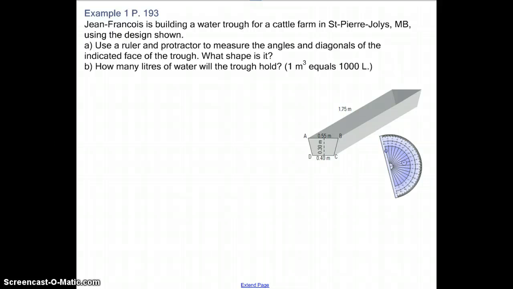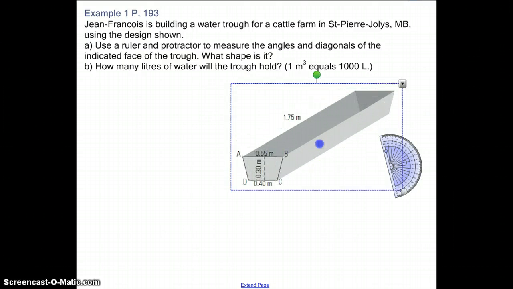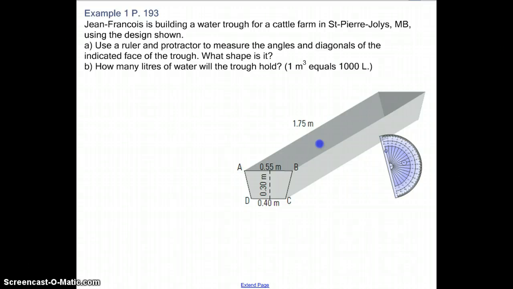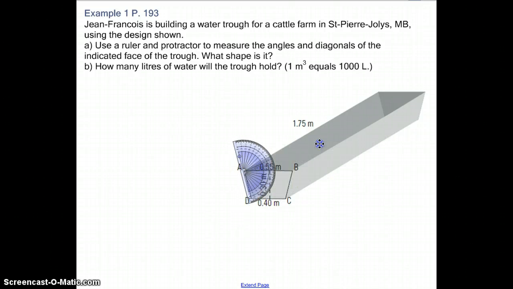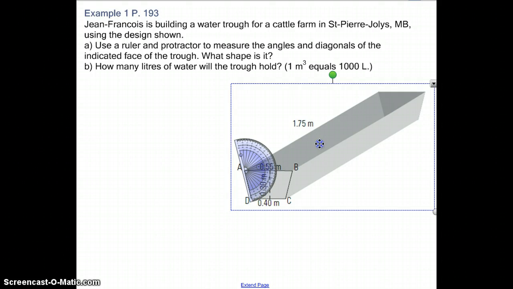Example 1, page 193. We're building a water trough for a cattle farm. We want to use a ruler and a protractor to measure the angles and diagonals of the indicated face of the trough. What shape is it? Okay, so I'm going to start by measuring angle A. So when you drag your protractor on it, you want to make sure the center point here of your protractor is right on the vertex of the shape. Okay, then you will, it's hard to do on the smartboard because it's so small.